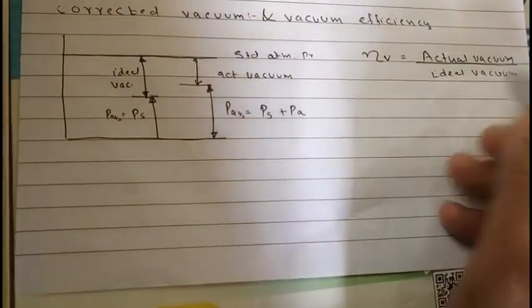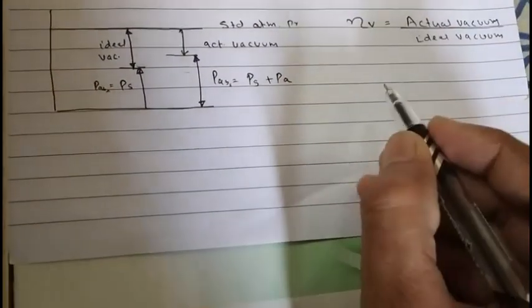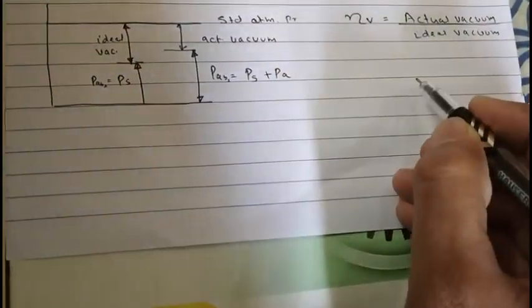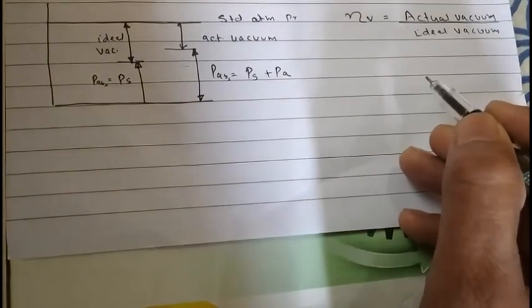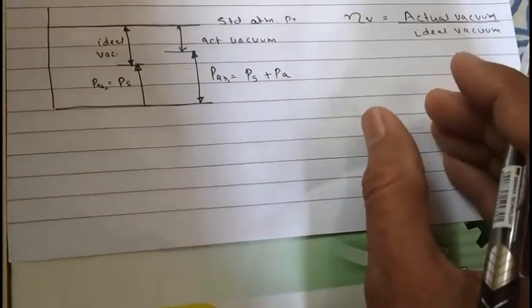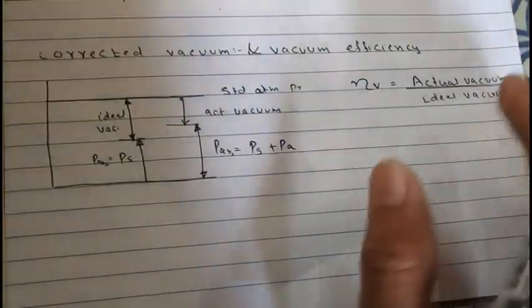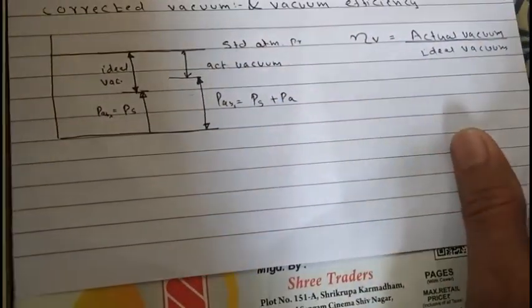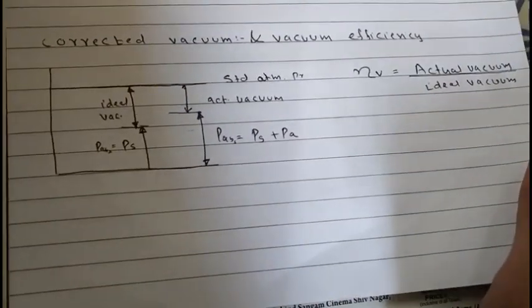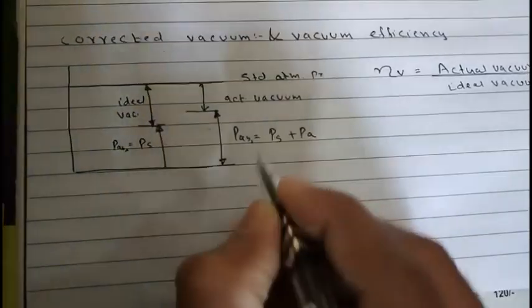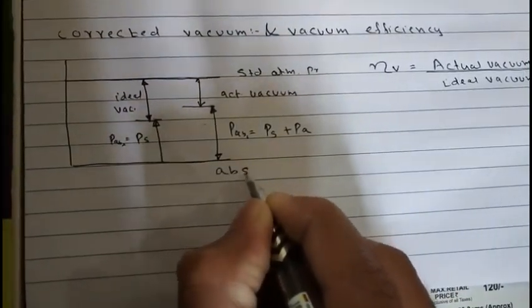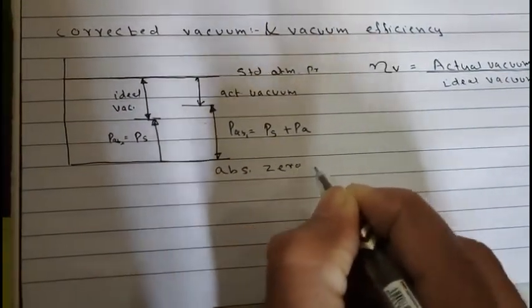What is the ideal vacuum? The ideal vacuum is when there is no air present inside the condenser, and whatever the pressure is, it is only due to the partial pressure of the steam. In that case we will get the ideal vacuum. Now from this diagram you can see again, this is the absolute zero pressure line, the bottommost line, the absolute zero pressure line.